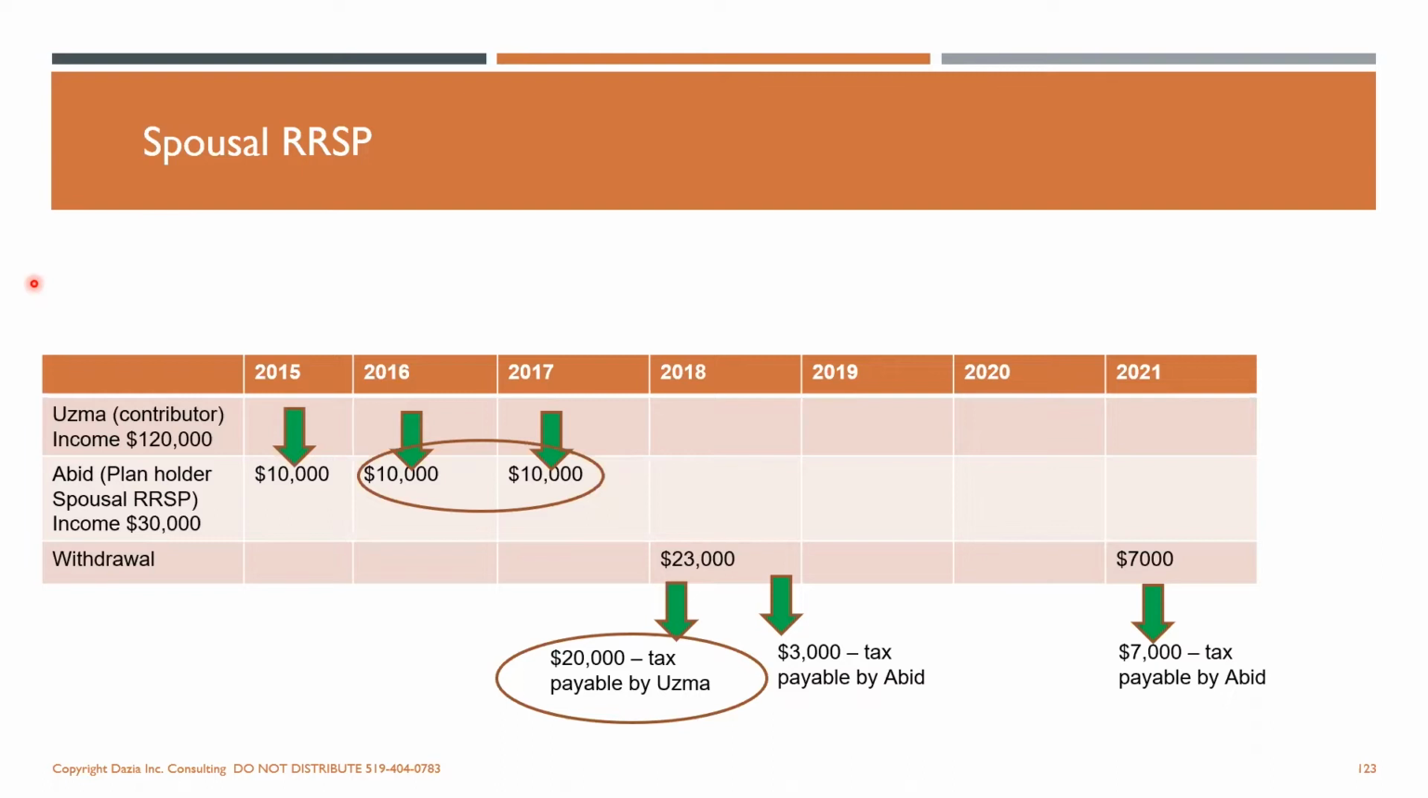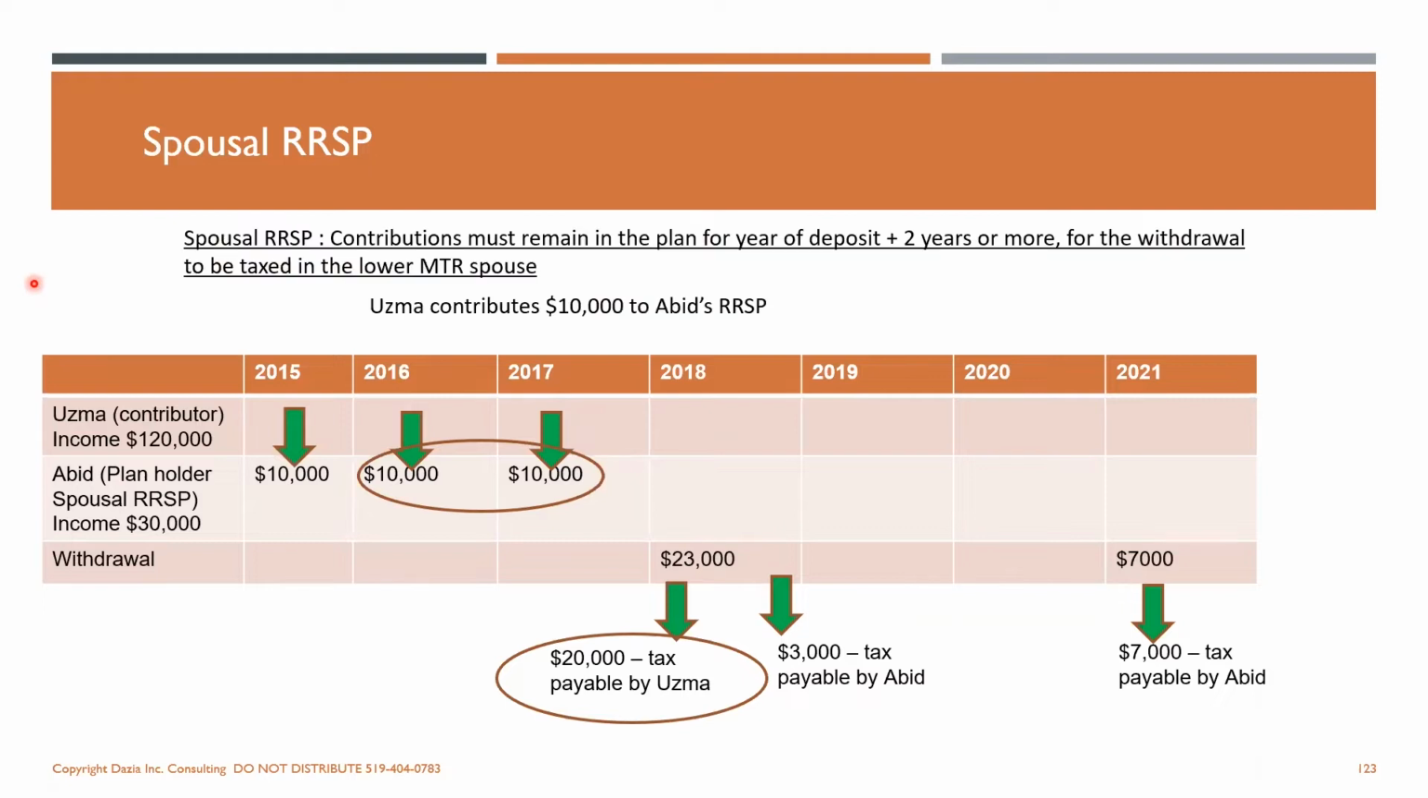Let's look at this scenario for spousal RRSP. Let's assume that Uzma and Abid are both married and they have RSPs. Uzma's income is more, her income is $120,000 a year. Abid's income is $30,000 a year. So usually the higher earning spouse will contribute to the spousal RSP of the lower income spouse.